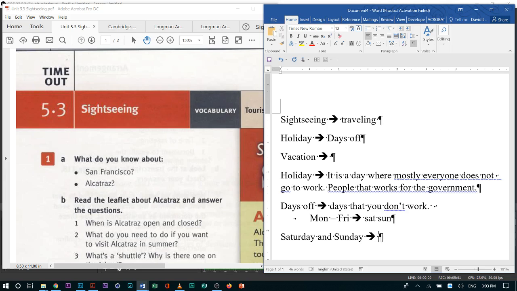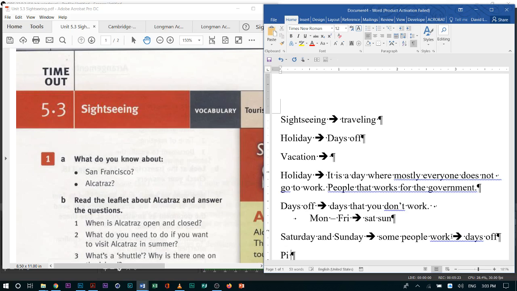But some people work. See, Saturday, Sunday, you don't go to school, but some people work. So this is not a holiday. So this becomes day off or days off, depending on how you say it. It is a day off.